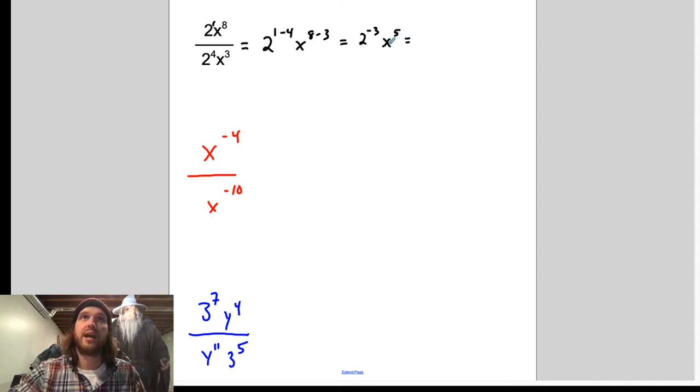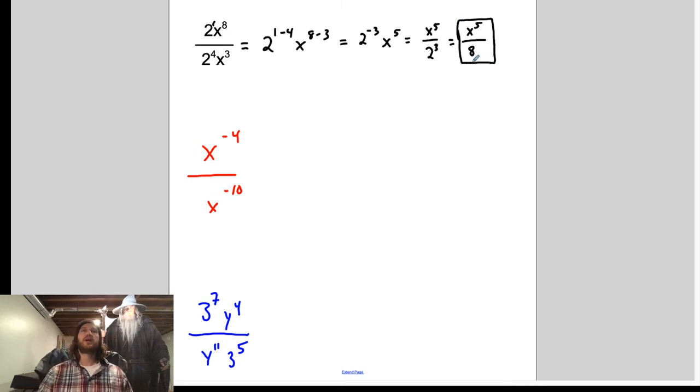All right, and then remember this is happening in the numerator, so I'm going to bump that on down to the bottom, and we'll have x to the 5th over 2 to the 3rd, but we're not done yet because I want to know what 2 to the 3rd is. So it's x to the 5th over 2 to the 3rd, which is 8. Oh, that's so nice. So nice.